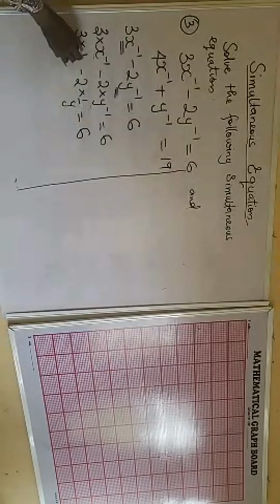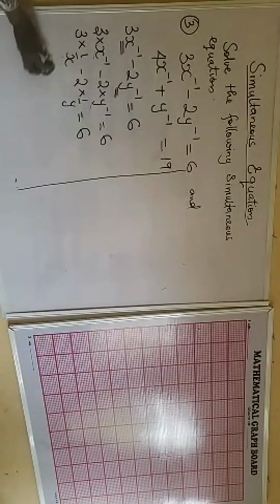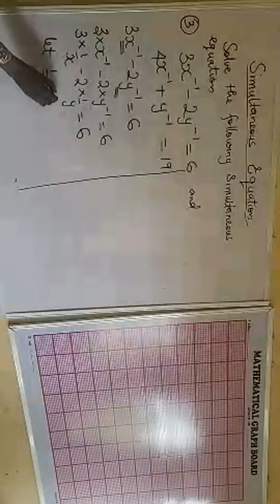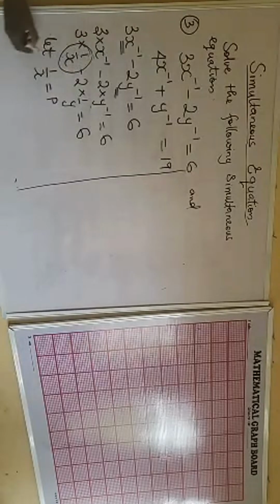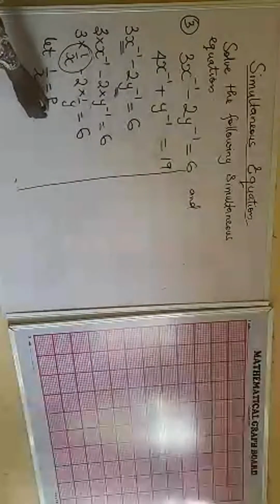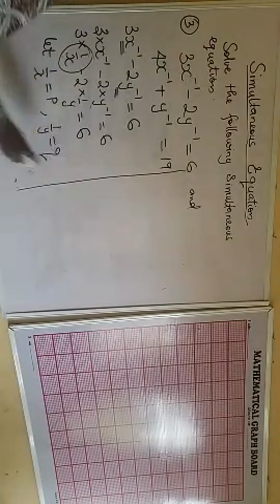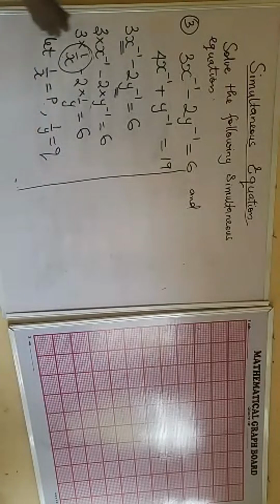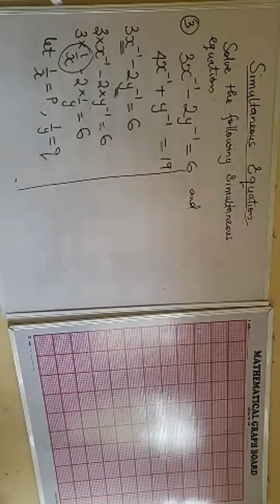Now, 3 times 1 is 3. So here means 3 over x. Or let me take it like this. Let 1 over x be equal to p, and 1 over y be equal to q. Okay, let's take it like that. So anywhere I see 1 over x, I will put p. Anywhere I see 1 over y, I will put q.